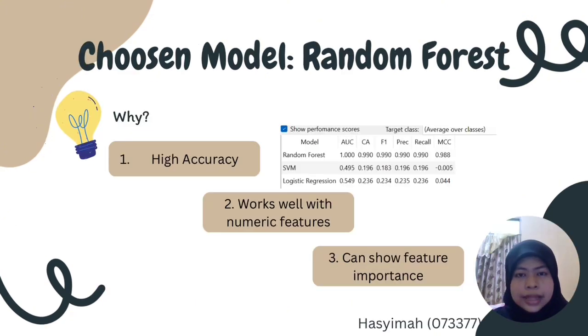After testing several methods, our group has selected random forest as our final predictive model. So why did we choose random forest? First of all, among the three algorithms that we have tested, SVM, logistic regression, and random forest, random forest achieved the highest accuracy, which is around 99%. And it also works well with real-world data, such as attendance and exam scores. Besides that, random forest is also good because it can show what features are the most important when making predictions.